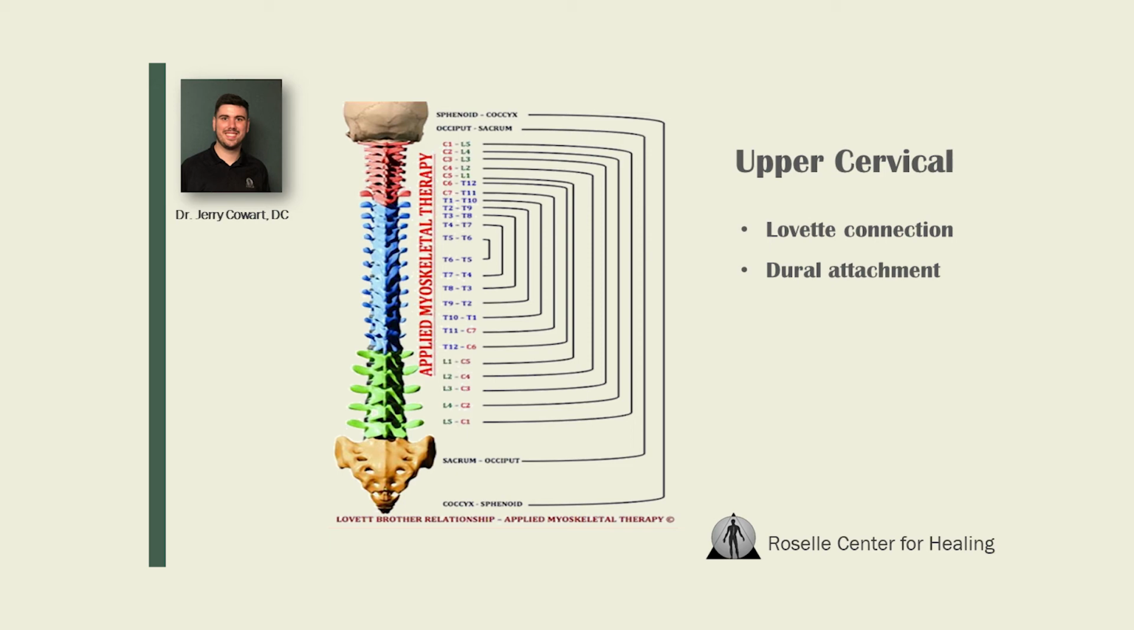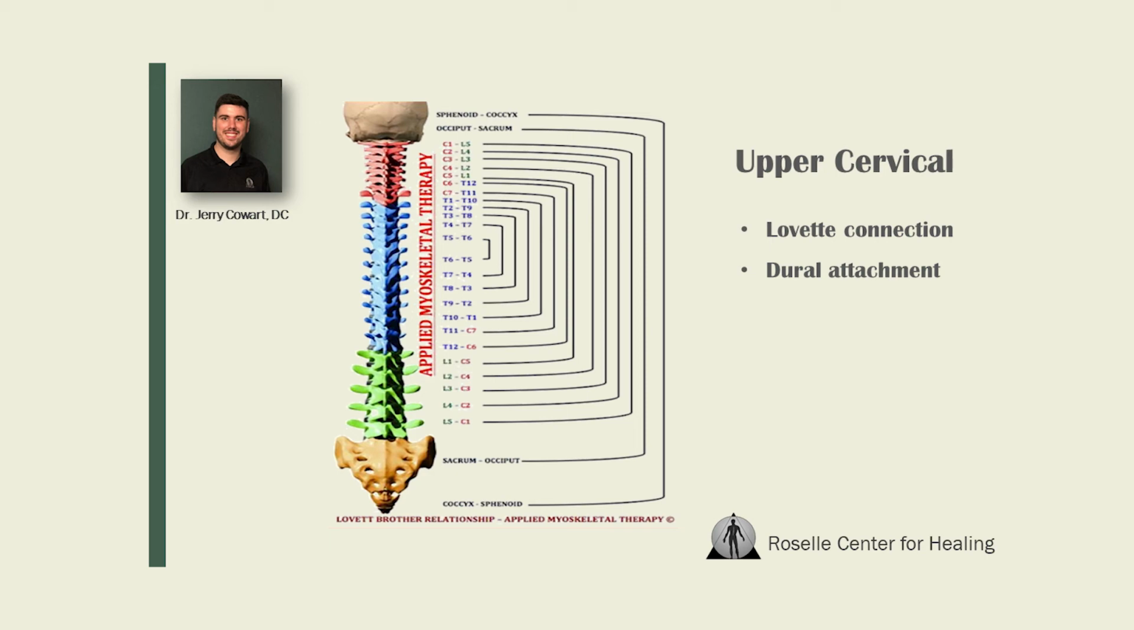First one being the Levitt brother connection, or Levitt brother association, and then dural attachments. So when we're talking about the Levitt brother connection, it's what this picture is showing. We see the Levitt brothers, each brother is the equal and opposite part of the spine that relates to each other, that works very similarly together, that moves in a very similar fashion while walking in a gait mechanism.